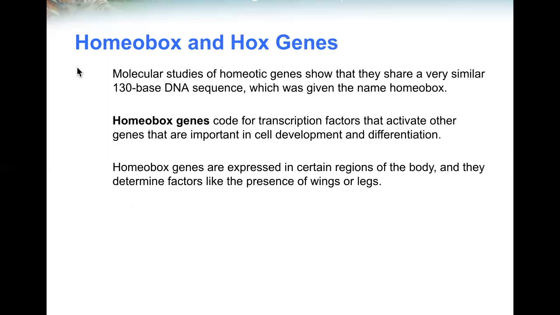Molecular studies of homeotic genes show that they share a very similar 130 base DNA sequence, which was given the name homeobox. Homeobox genes code for transcription factors that activate genes that are important in cell development and differentiation. Homeobox genes are expressed in certain regions of the body, and they determine factors like the presence of wings or legs.